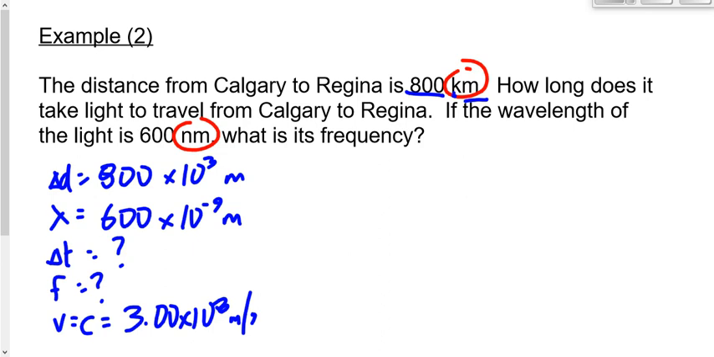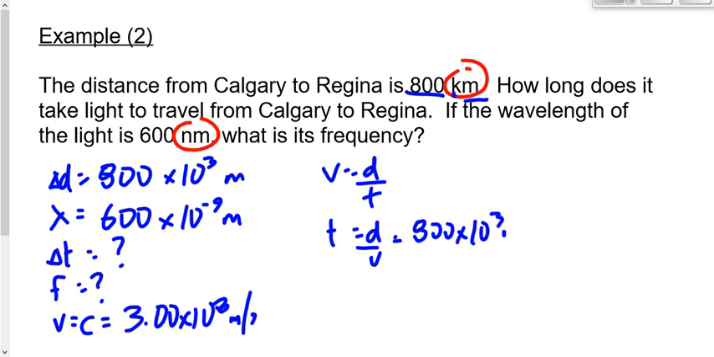Sure. Why not use V equals D over T? D over T or delta D over delta T, however you want to write it. Rearrange that to solve for T. The distance that it travels here is 800 times 10 to the 3 meters. The speed, or the velocity, is 3.00 times 10 to the 8 meters per second.